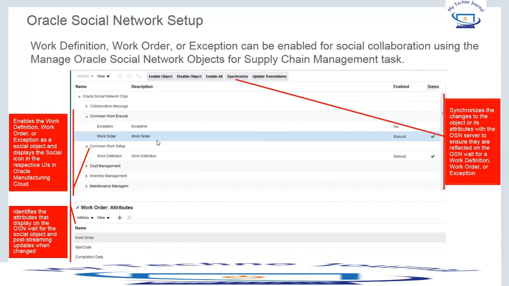While enabling OSN for a particular object, you can also decide what attributes or fields I want to show or send to the person with whom I am collaborating. For example, if you have enabled it for work order, when work order is enabled for OSN, what are the details I want to send? The work order number, the start date, completion date, all those attributes which I want to send to the person with whom I am collaborating on this particular topic. So I can decide that. Then you can click on synchronize.